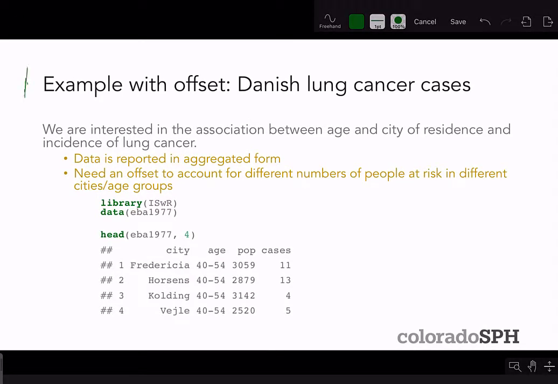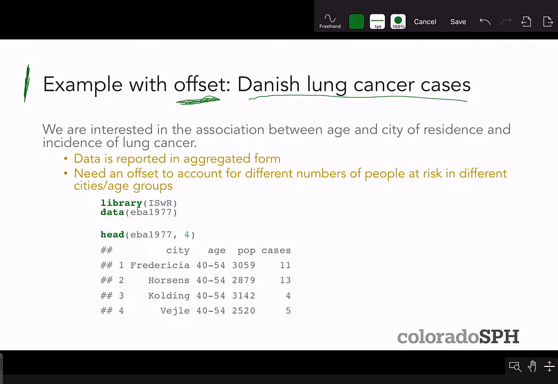So now I'm going to go through another example. These are the Danish lung cancer cases, and this is an example that uses an offset term. Offset terms are necessary when for each cell you have a different denominator for the time of exposure or number of things exposed. So you'll see what I mean in just a minute.